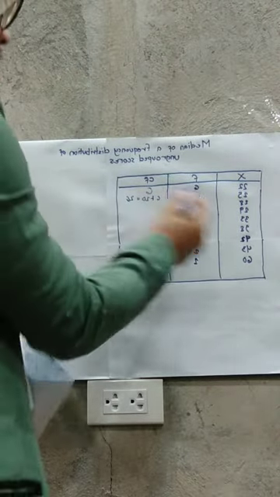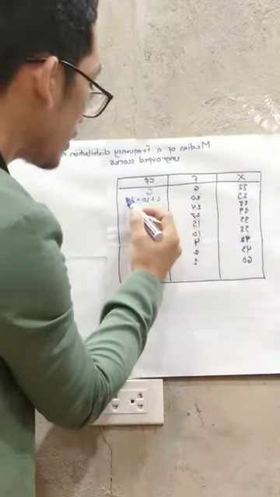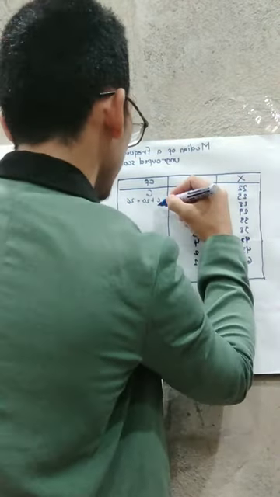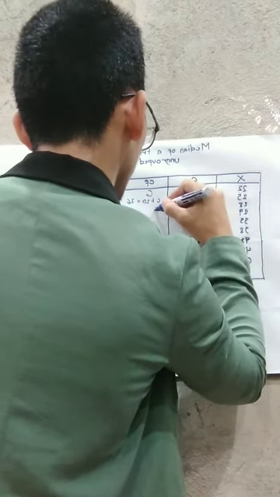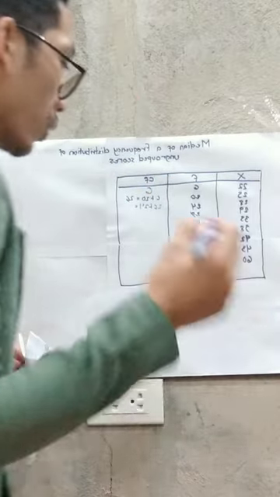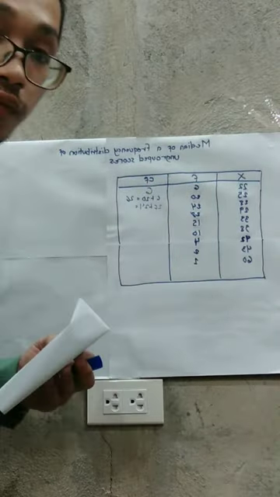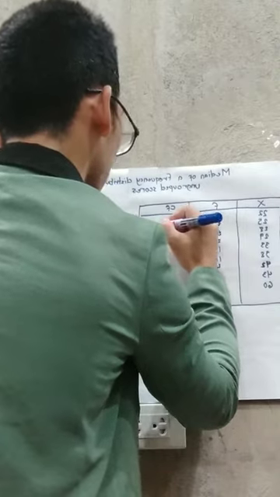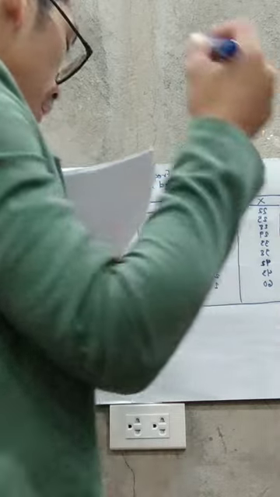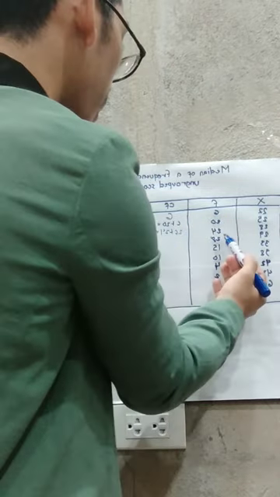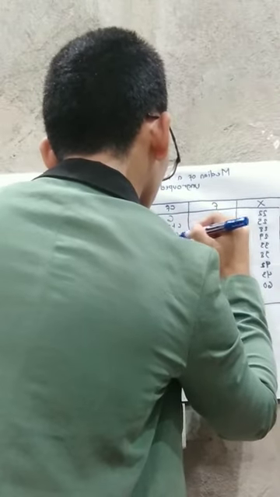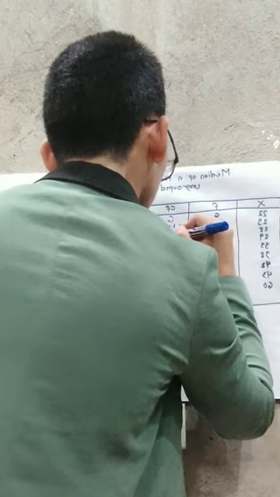So 26 plus 24 equals 50, and 50 plus 28.